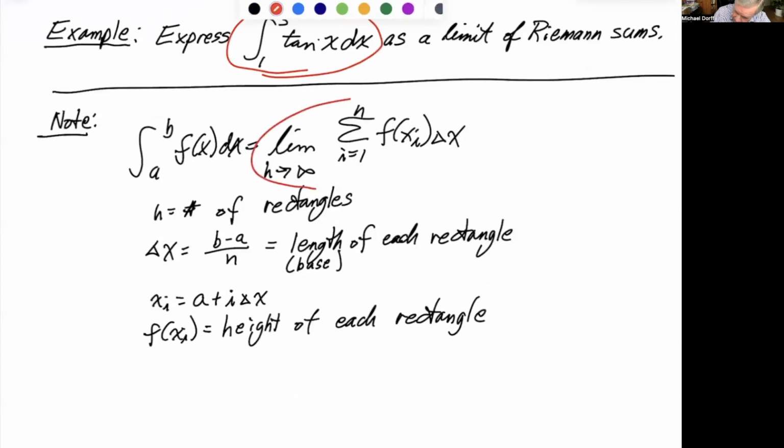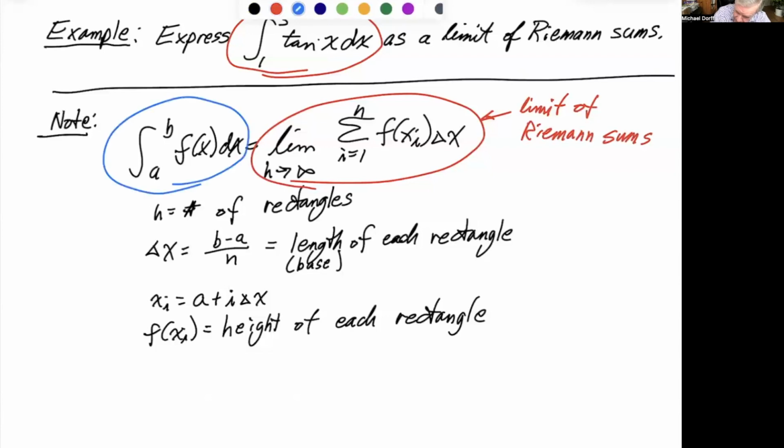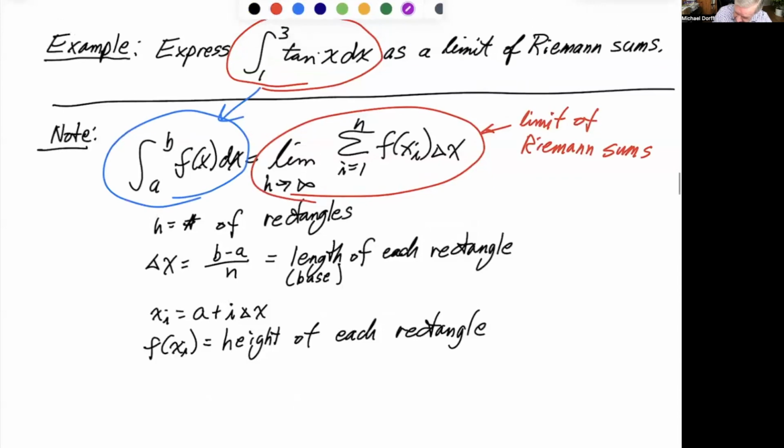So we're going to use this information now to rewrite this integral. This is known as the limit of Riemann sums. This is what we want to get. So we have here on the left, there's our integral, and we want to write it as in red there. Okay, so how can I do that? Well, I look at this. What am I given?